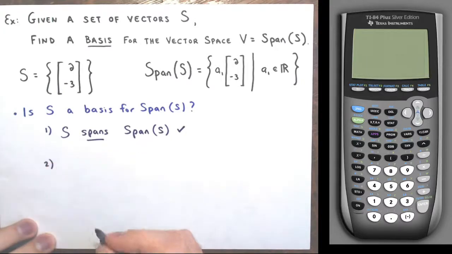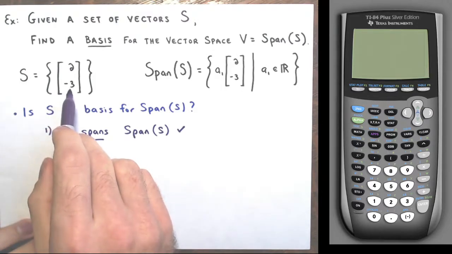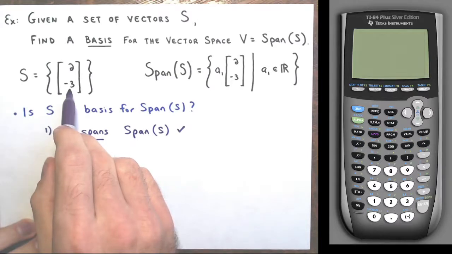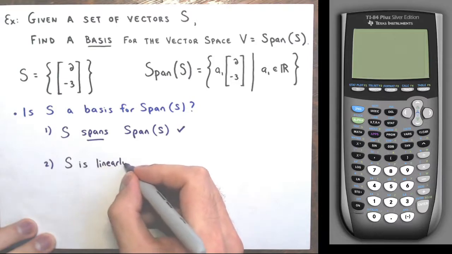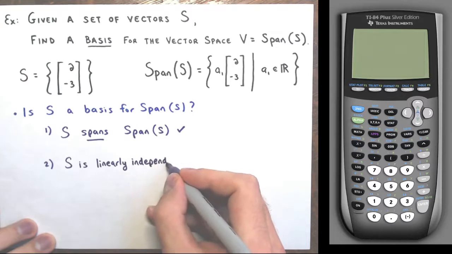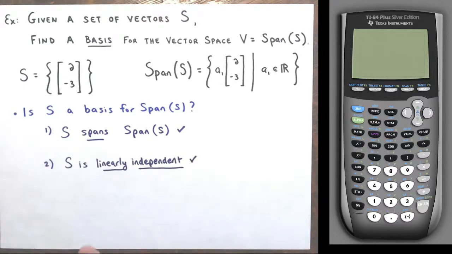Then the next thing I check for, if I want to determine if S is a basis for the span of S, or for any vector space, is S a set of linearly independent vectors? Well, it's only got one non-zero vector, and if you've been watching my videos, I had a video on determining whether a set was linearly independent or dependent a while back. If a set has only one non-zero vector, then that set is linearly independent. Wonderful, and check on that. So, because S is a set of linearly independent vectors, S is a basis for the span of S.